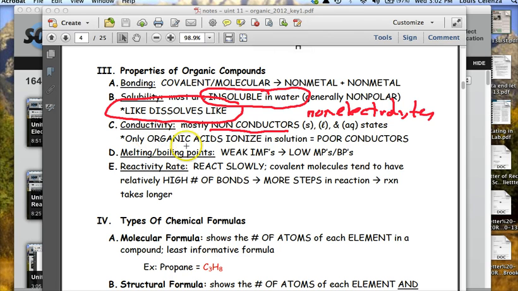They are electrolytes. They have low melting and boiling points because they have weak intermolecular forces, which means that they would have also, and this is not something that we see, high vapor pressure, meaning they evaporate very quickly, and they react slowly because they have covalent bonds, and covalent bonds are strong, so it takes longer for them to actually break apart.